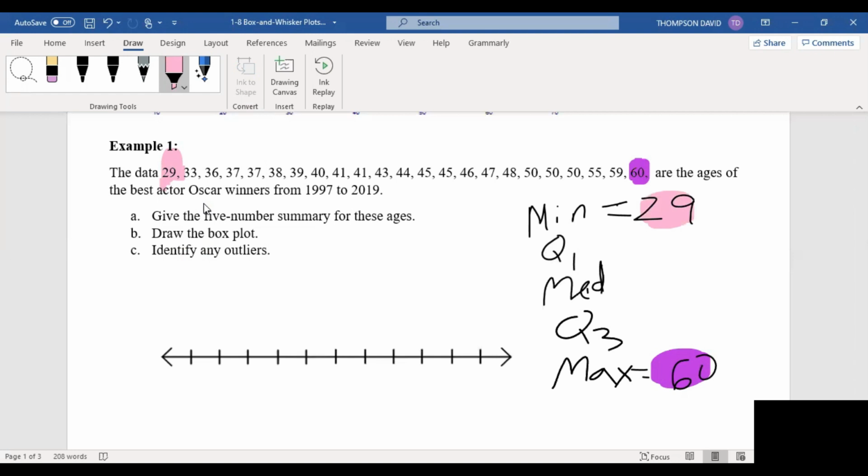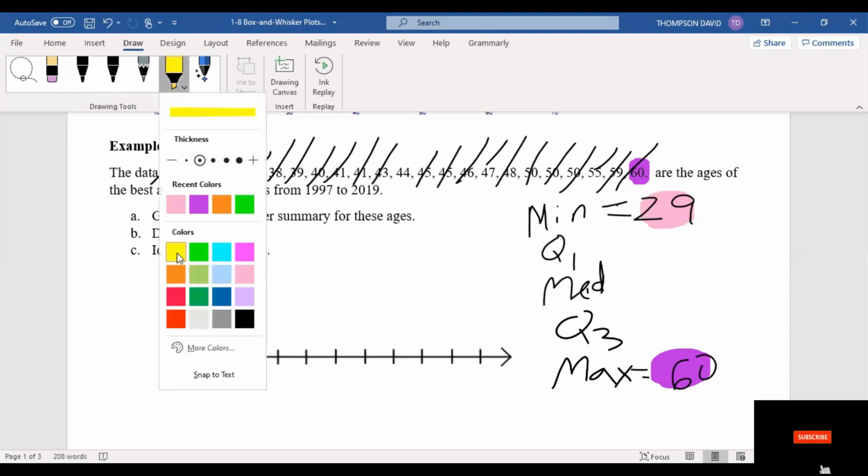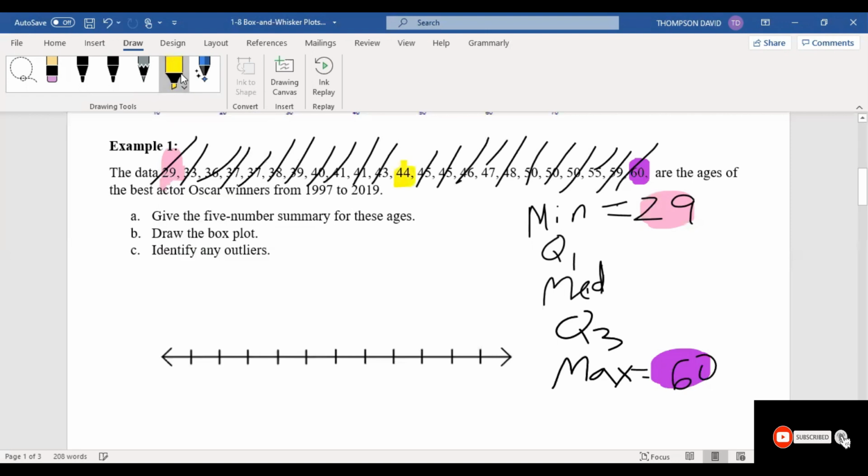Now, to find the median, what we need to do is use our cross-off method to find it. Just cross until you get to the center. Keep crossing. Keep crossing. Almost there. And our median, we'll highlight that in yellow. That is 44.